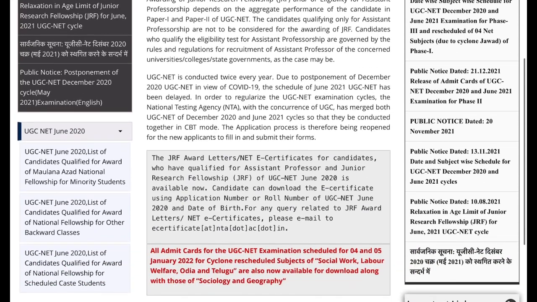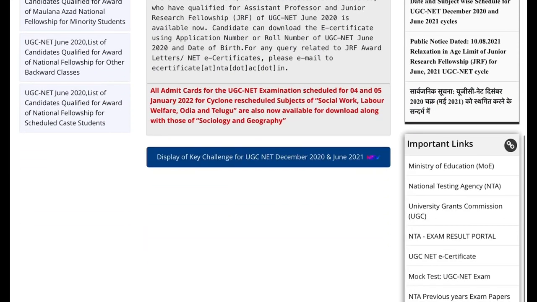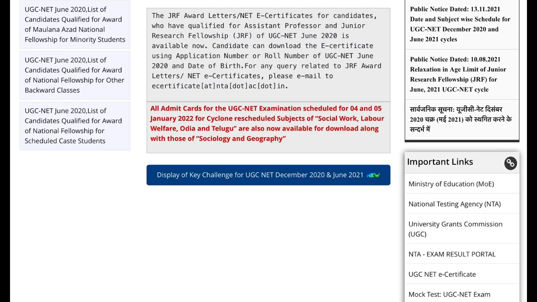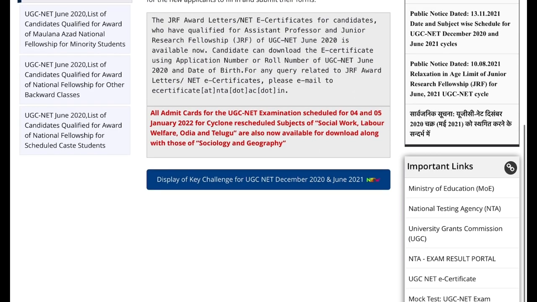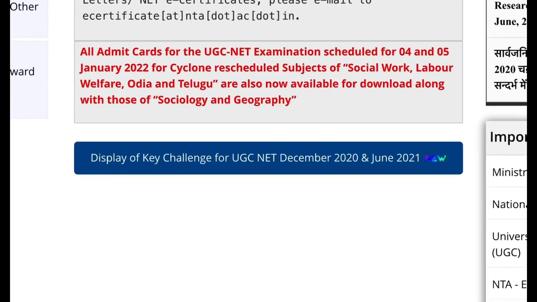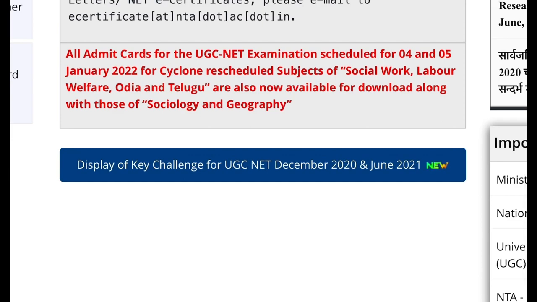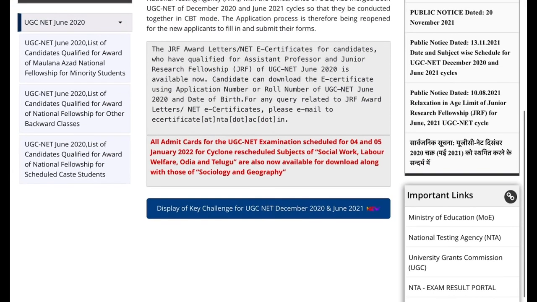But before that I would just like to show you how you can check your answer key through the official website of UGC NET English Literature. When you visit the official website, you can see this pop-up which says display key challenge for UGC NET December 2020 and June 2021. When you click it, you will be open to another page. It is taking some time.